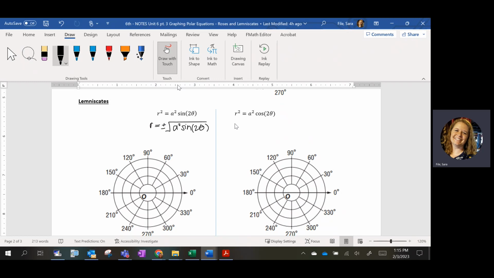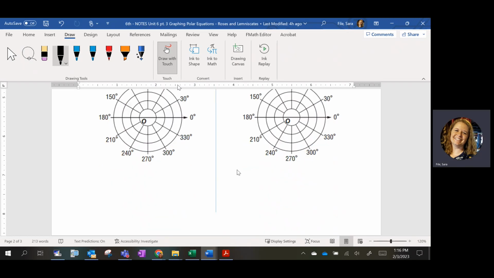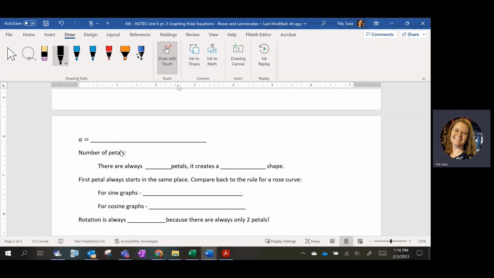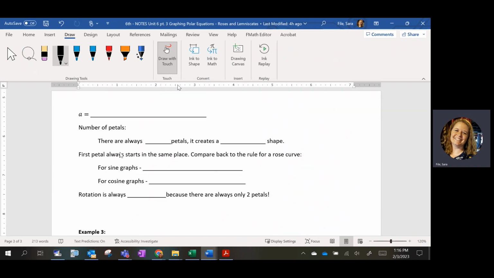Now, it's got some similar properties to rose curves. It does have petals, okay, but there are always only 2 petals, okay? And if there's only 2, I don't know why this is on a second page. I should have drawn this on the same page. So I'm going to come back to those pictures in just a second, okay? But some of this stuff is the same. The a value is still the length of the petal, just like in a rose curve.